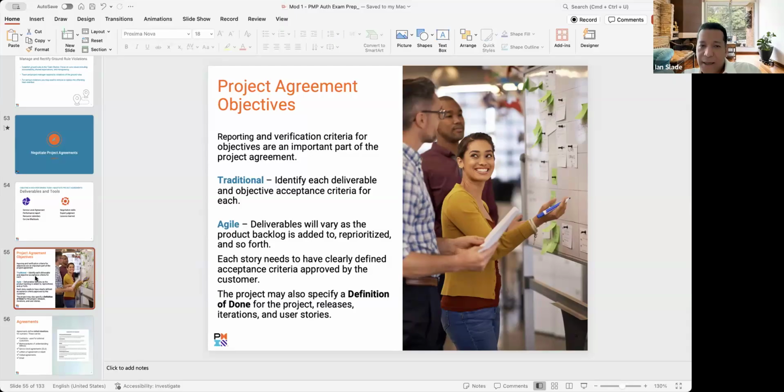You want to identify the deliverables and acceptance criteria. In a traditional method for Agile, you're kind of doing it as you go. And so we'll go through the agile storytelling. We'll go through the definition of product backlog. We'll go through definition of done, so don't worry about this for now.